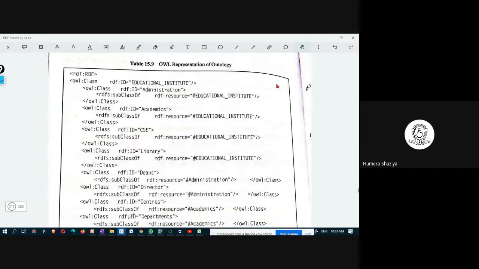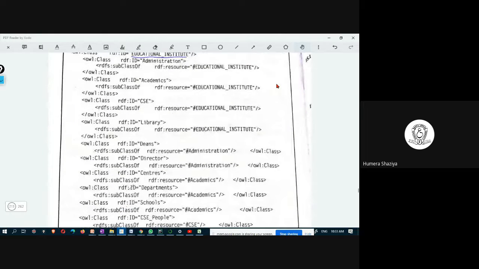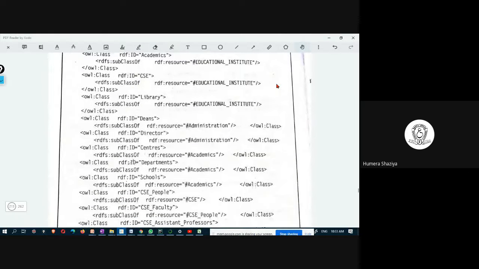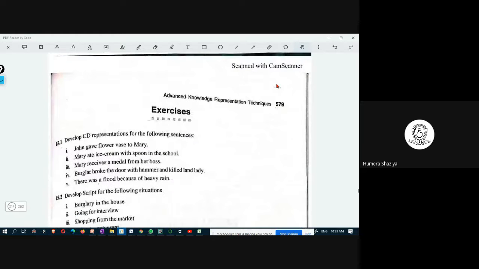OWL representation of ontology. This one would describe the entire hierarchy, which is referred to by the educational institute. In the main figure, we have got various classes: administration class, academics class, CSC, library, and within administration, we have got directors, deans. All this entire structure has now been coded.